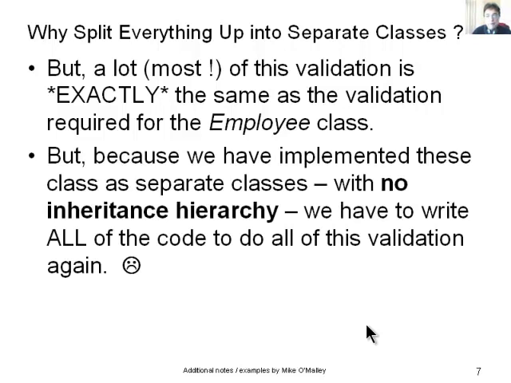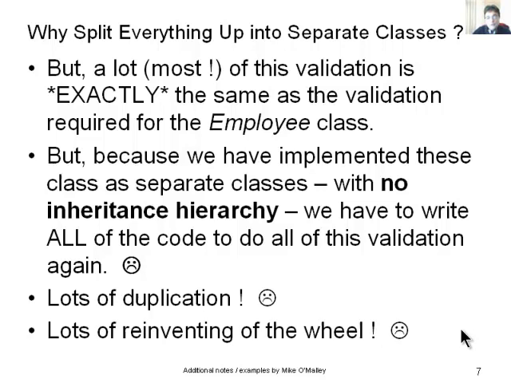So a lot or most or even all of that validation is exactly the same as for the employee class. But because we've implemented these classes as separate classes, there's no inheritance hierarchy, there's no link between them. We have to write all of the code to do all this validation again. Now we'll probably copy and paste it and change it, but we have to have all of the code again in a separate place. Okay, that's not good. There's lots of duplication, there's lots of reinventing the wheel, and neither of those things are good in a project.